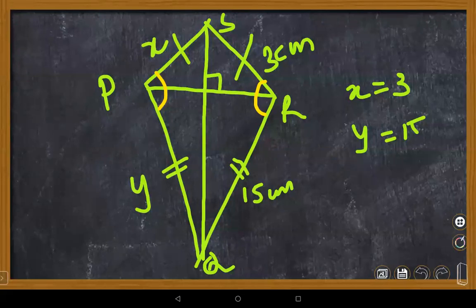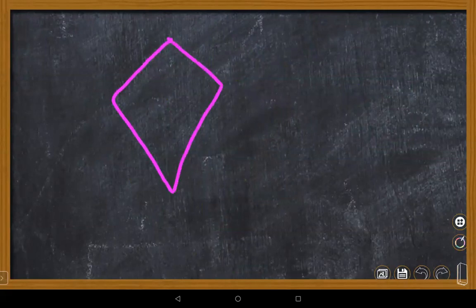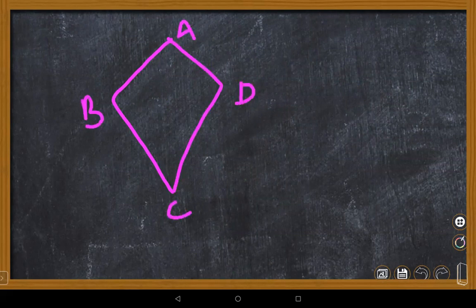I just want to give one question on this kite. ABCD is a kite. Here the angle is given as 61. And here the angle is given as X. And this angle is given as Y. This angle is given as 80. Abhinav?